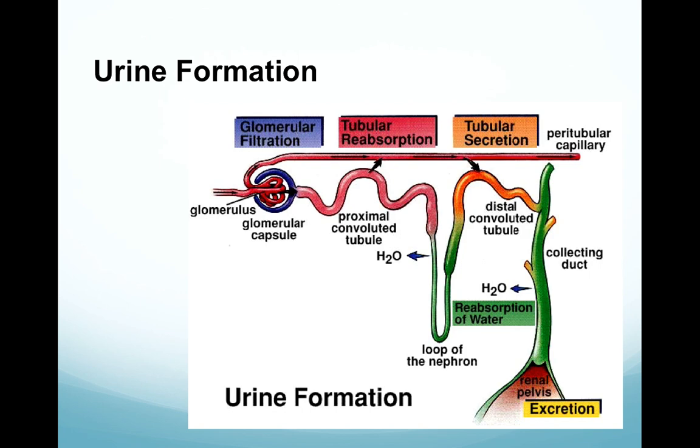The average human produces between 1 to 2 liters of urine a day, and urine production requires 3 distinct processes: filtration, reabsorption, and secretion. The filtration is going to take place at the glomerulus, the reabsorption takes place in the tubules, and then the secretion also takes place in the tubules.